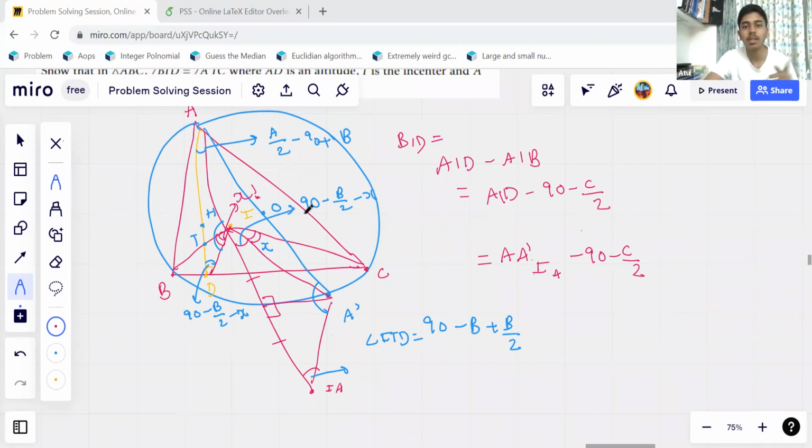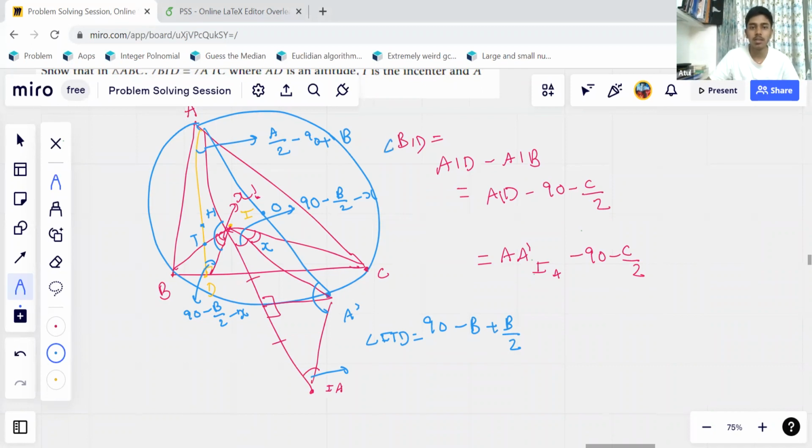Yes, also why is AID equal to A dash IA? Because when you do root PC inversion, I and IA are swapped and D and A dash are swapped. So angle AID goes to angle A dash IA. So yeah, that's essentially what we did.